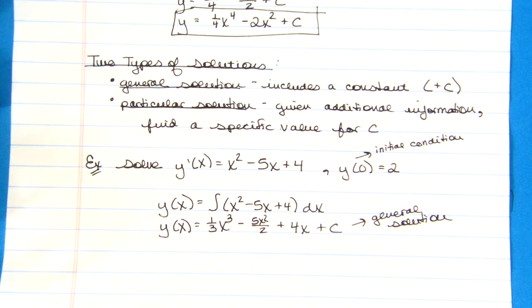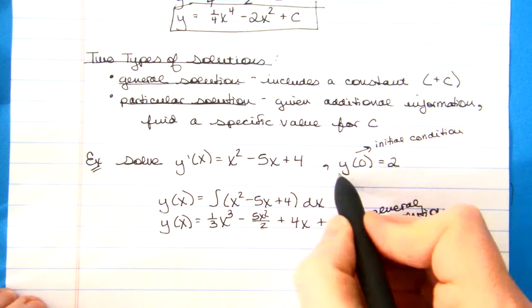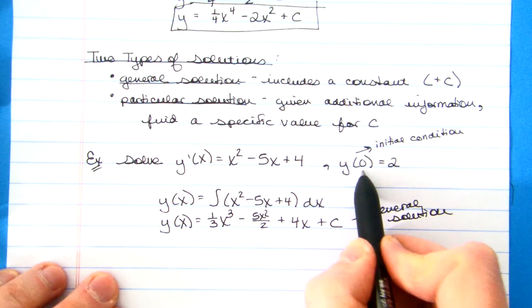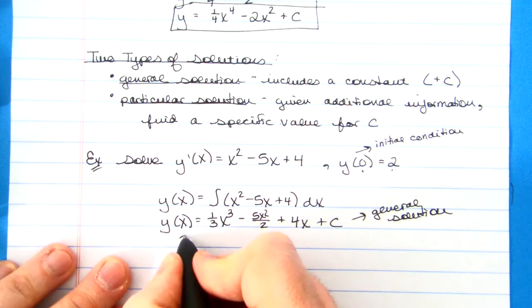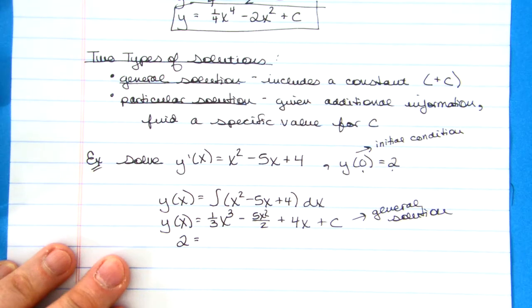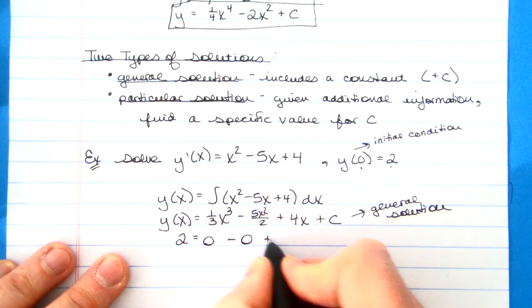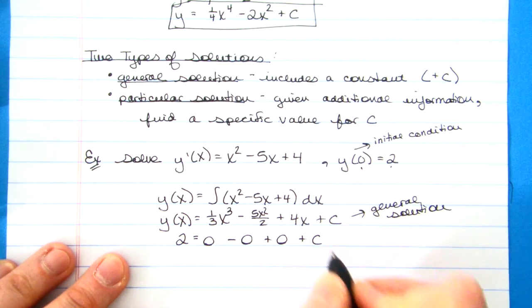Okay, so now I want to find a specific value for that constant. Any idea what we can do to figure out a specific value for c? I'm going to take this initial condition and plug it in. I'm going to plug in 0 for x and 2 for y, and I'm going to get an equation that I can solve to figure out my constant. 2 equals, well, 0 minus 0 plus 0 plus c.